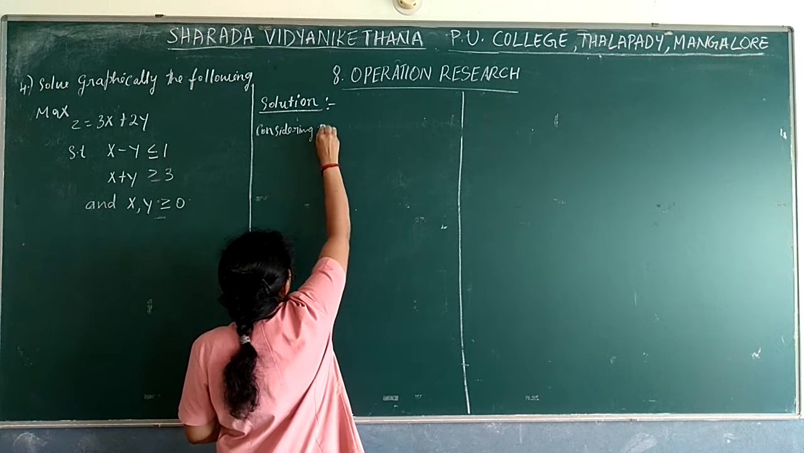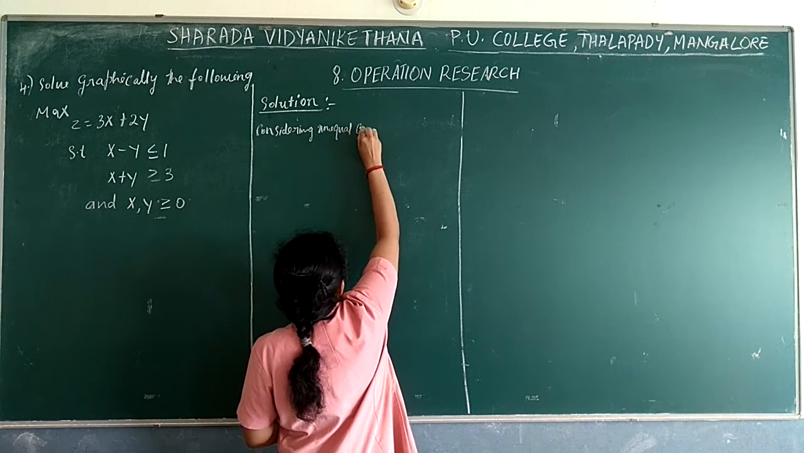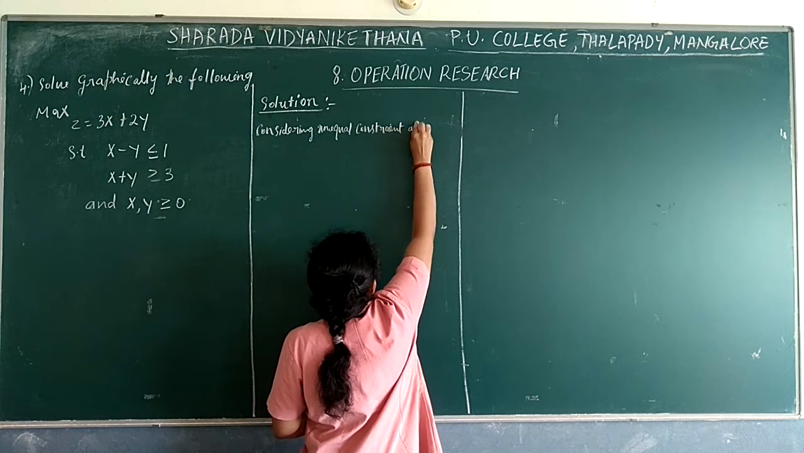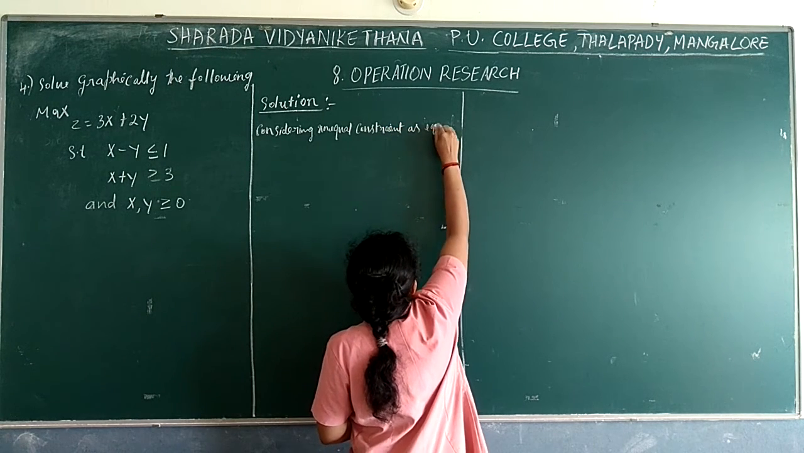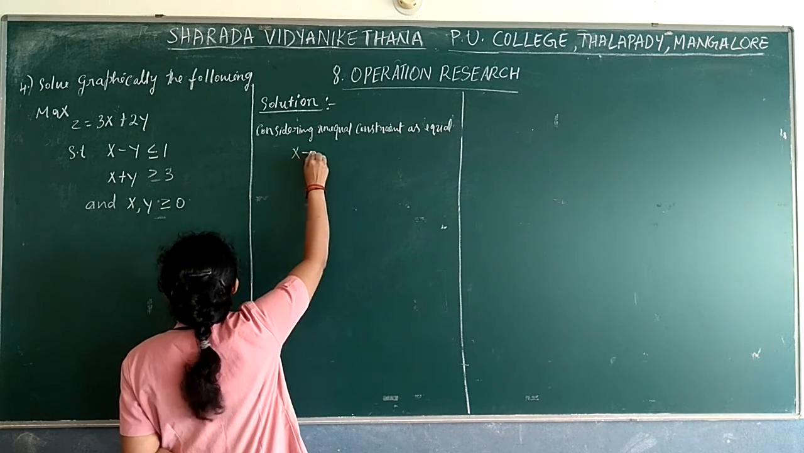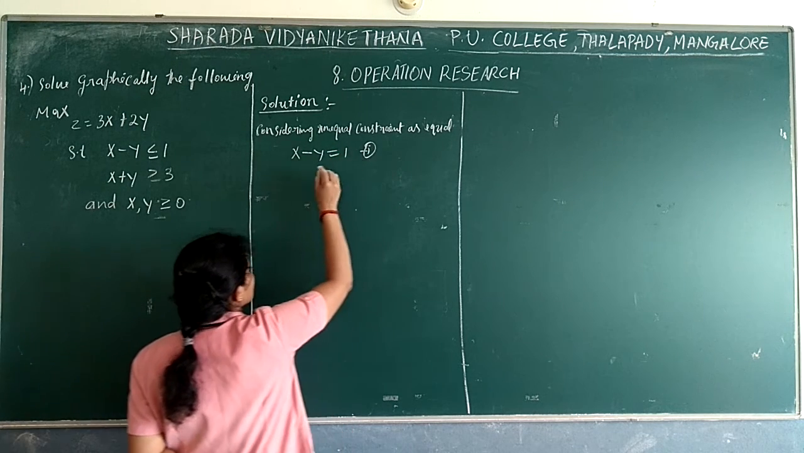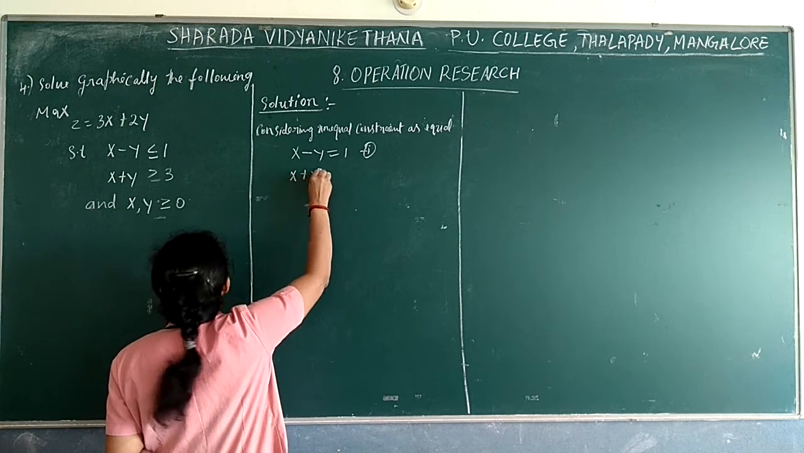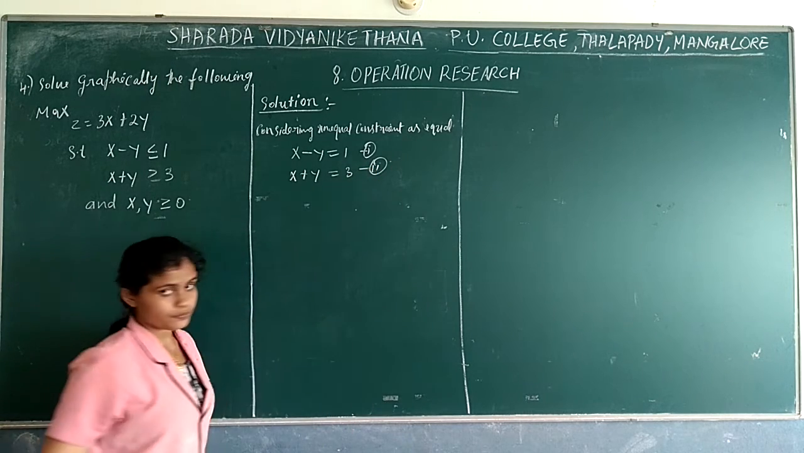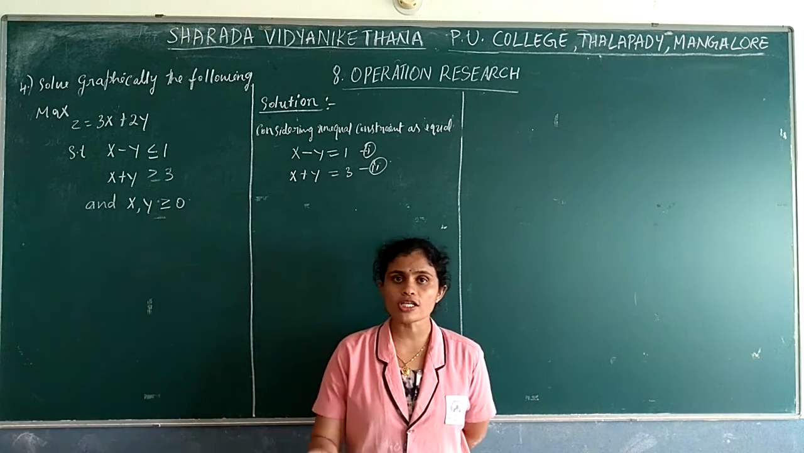Considering unequal constraints as equal, now take the equations. x minus y is equal to 1. This is the first one. Then x plus y is equal to 3. This is the second one. Now in the second step we need to find out two pairs of points for each equation.